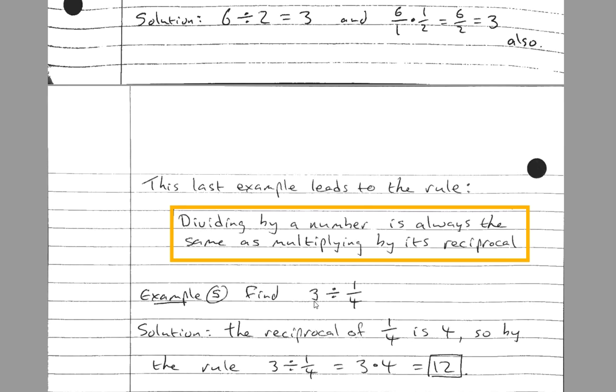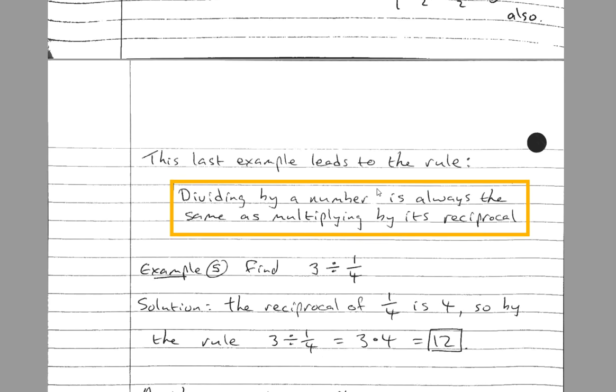So here, for example, what's 3 divided by 1/4? Okay, so the reciprocal of 1/4 is 4, right? If you multiply these together, you get 1. Okay, so from our box, dividing by this number is the same as multiplying by its reciprocal. So 3 divided by 1/4 is equal to 3 times 4. So that's 12.